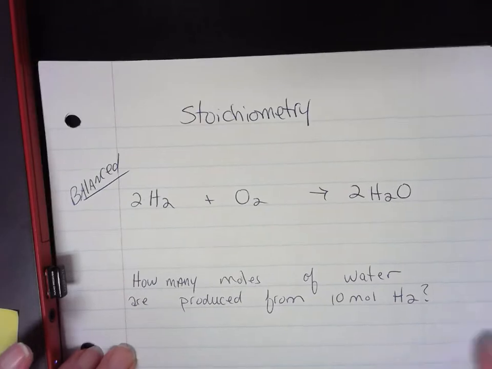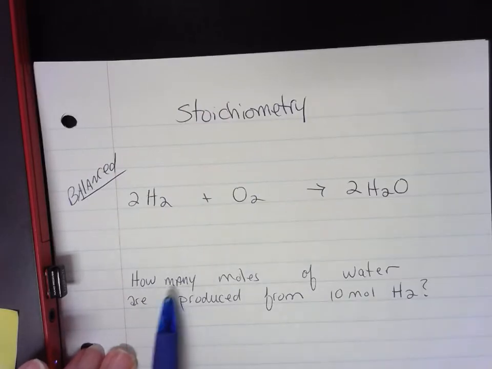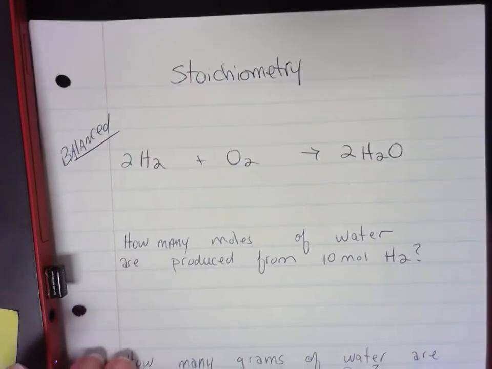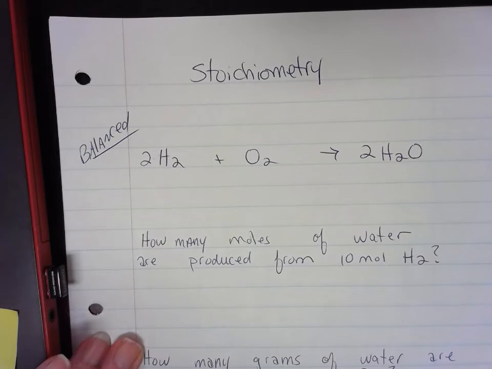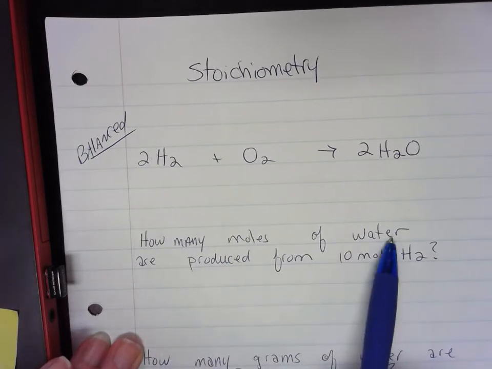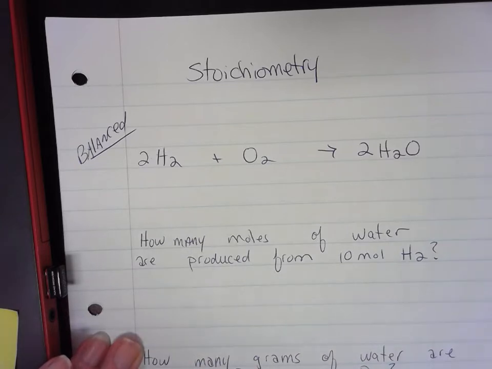Now, on this test, you've got 2 ways that you can be asked a stoichiometry problem. We can say how many moles of water, or how many moles are you going to get whenever you're given so many moles. Well, those are easy because you don't have to do any conversion, like from gram to mole conversions. So let's take this problem.